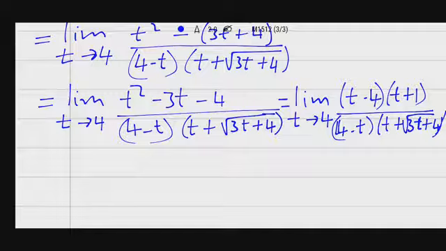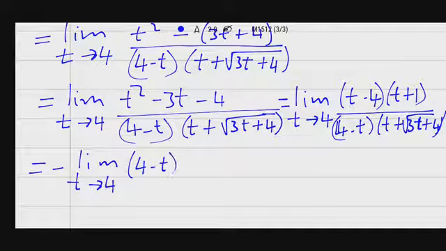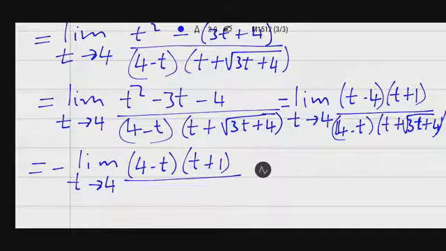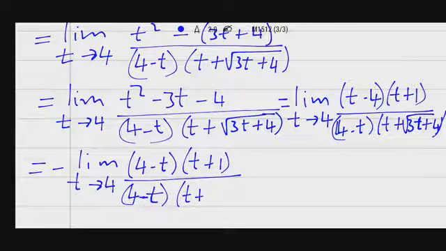So let's factor the numerator. In fact, we can put that minus completely outside, so we have minus the limit as t goes to 4, then on the numerator now we have 4 minus t, and then we still have t plus 1. The denominator, you didn't do anything, so you have 4 minus t, and you have t plus the root of 3t plus 4. And then now you are ready to cancel.